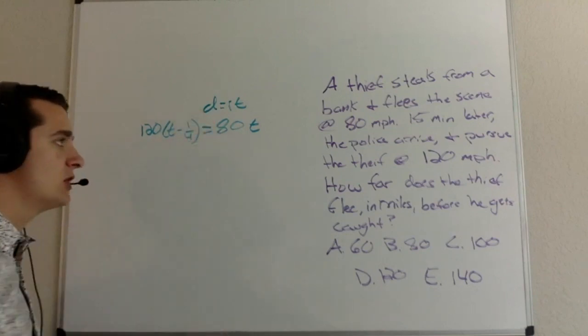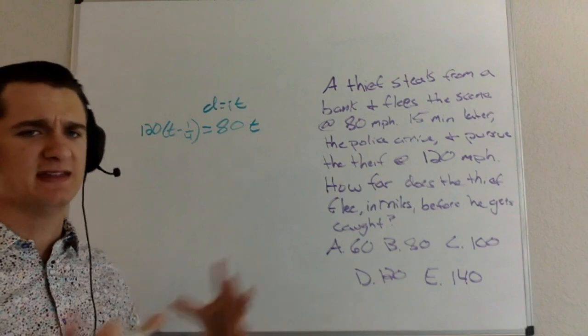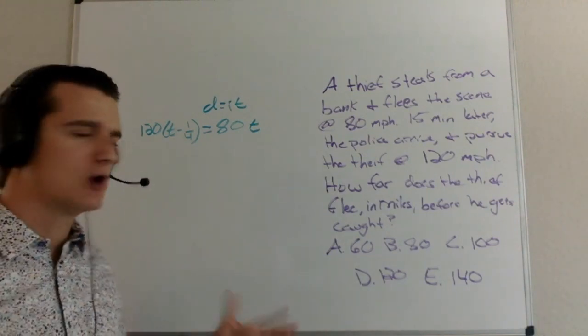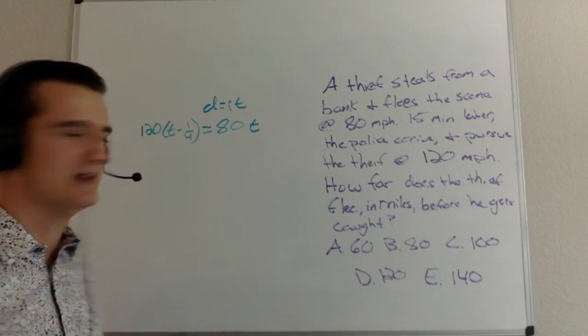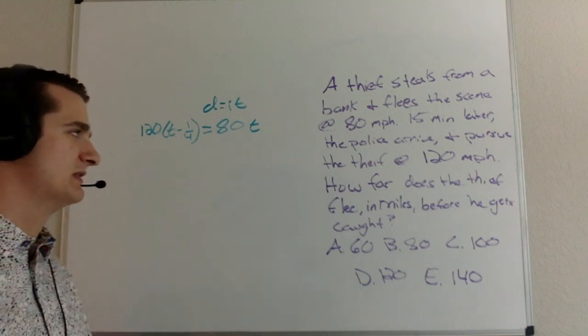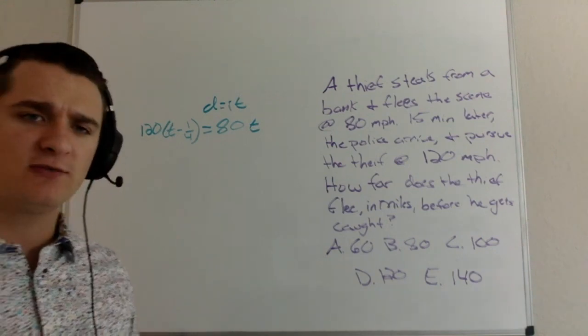And you are totally able, because the police have a 15-minute delay, and you say that the distances coincide, or that the distances are equal, so you can set up this equality, and then you can kind of solve. You've got one equation with one variable, and you're able to solve that. I actually don't recommend that approach.